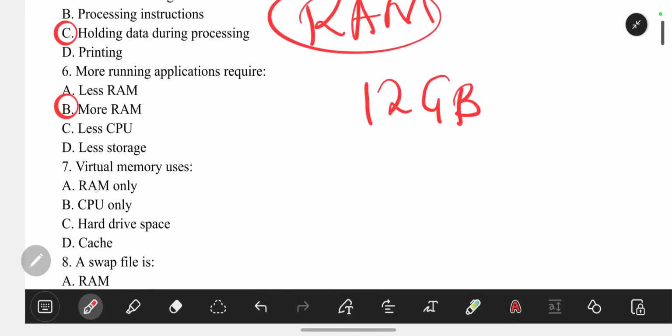Then when we look at our number 7, virtual memory uses the hard disk drive. So this is how it works.